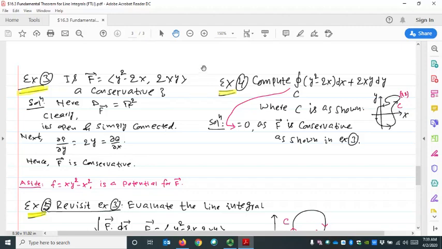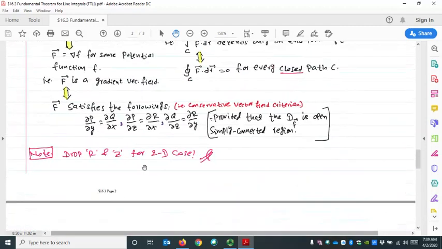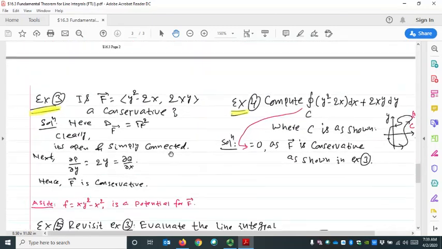By the way, let me go up to this formula. If I'm in the 2D case, then the r0 and z0 terms are gone, so I have only this one relation, which is P_y equals Q_x. Okay, so that's what I showed here, P_y equals Q_x, hence f is conservative.